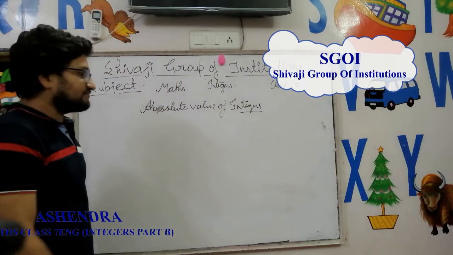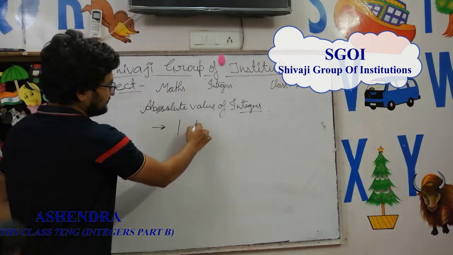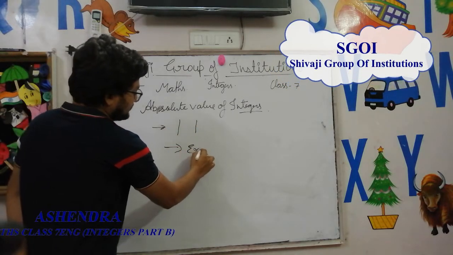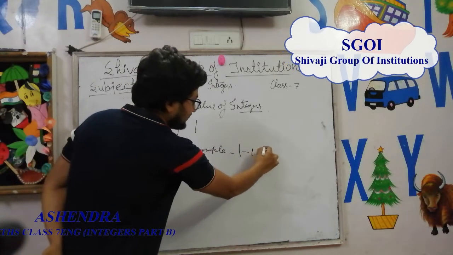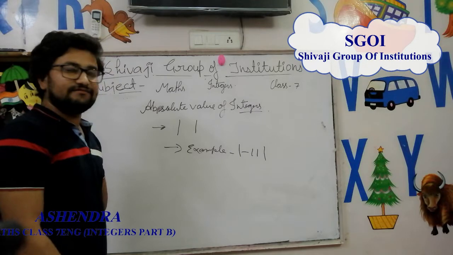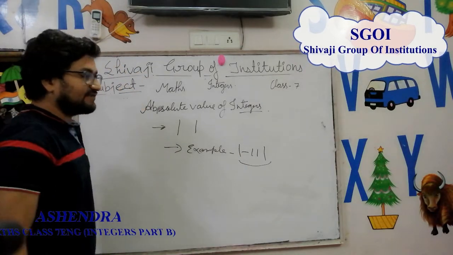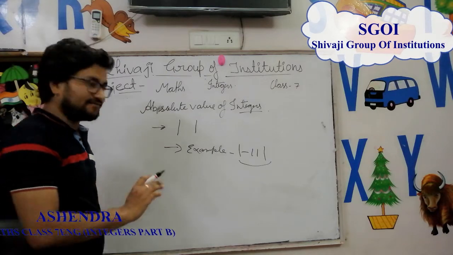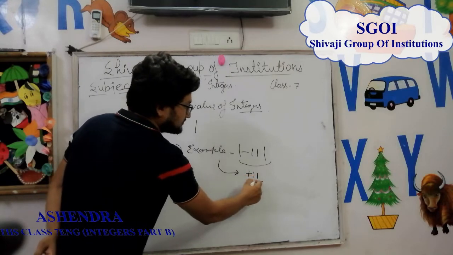Absolute value of integers refers to the following. The first thing is the symbol related to it. The symbol is flat brackets. For example, if we write minus 11 and enclose this value within these brackets, we can identify that it refers to the absolute value of minus 11, and it will give us the value equal to plus 11.